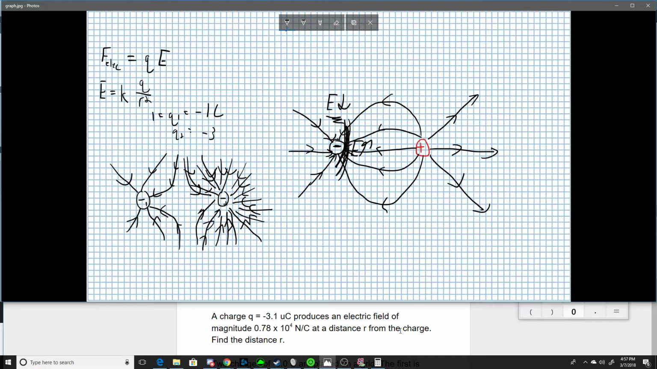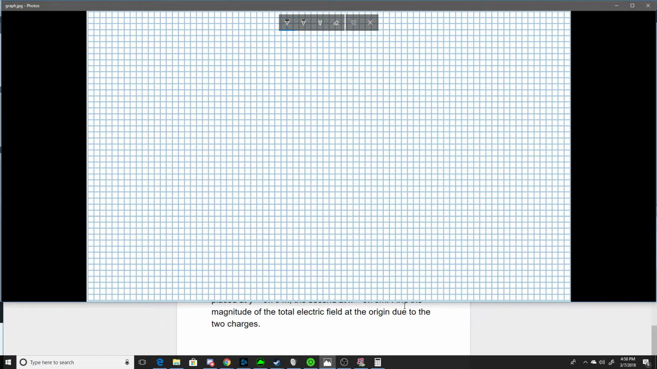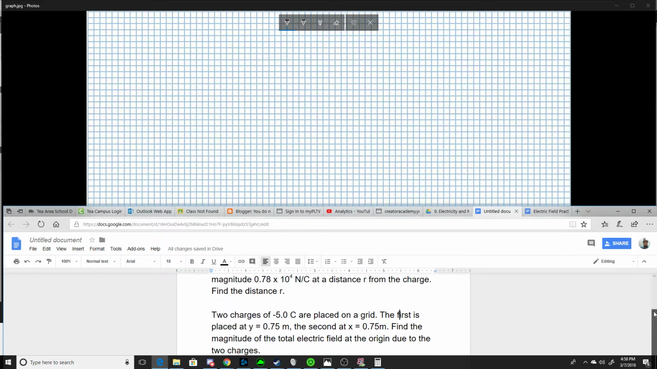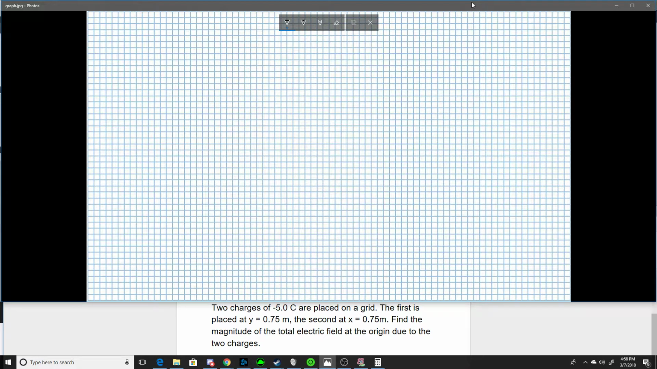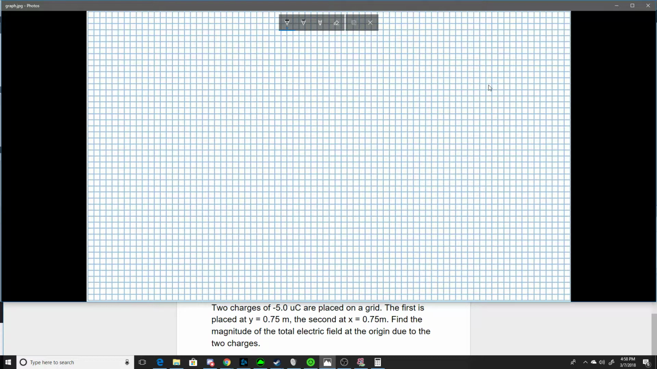All right, so let's look at one more example. So we have two charges of -5 placed. Once again, that should be microcoulombs, otherwise our answer is going to be huge. So microcoulombs are placed on a grid. The first is placed at y equals 0.75 meters, the second at x equals 0.75 meters. And we want to find the magnitude of the total electric field at the origin due to the two charges.